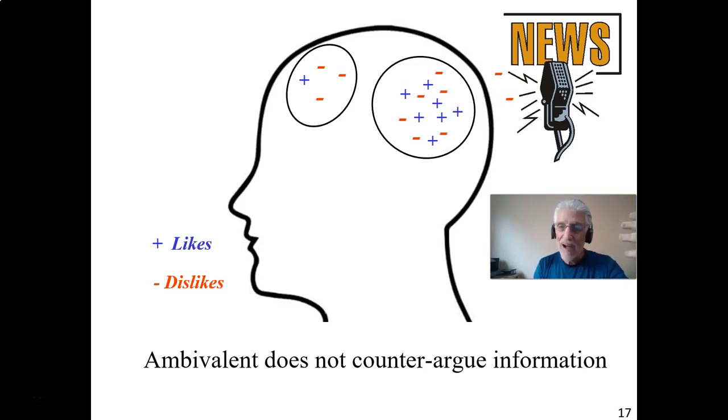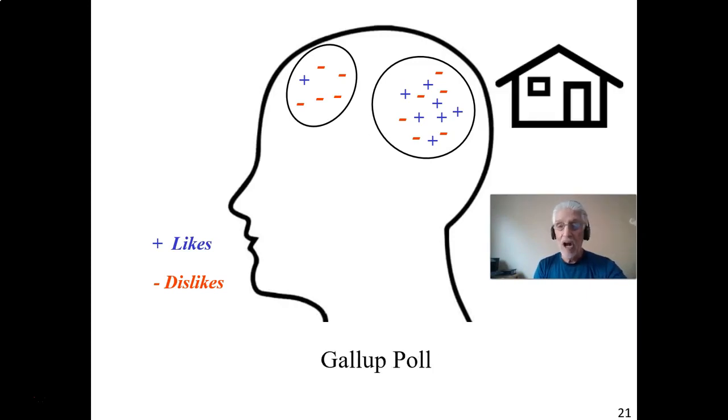And the more that they talk about the president, the more negative things, because people who are ambivalent don't counter-argue information. And so the back of his head is staying the same, but the top of the head, now there's way more negative things than positive things. It started off with 1 positive and 1 negative. Well, this person finally gets home and they haven't argued any of it.